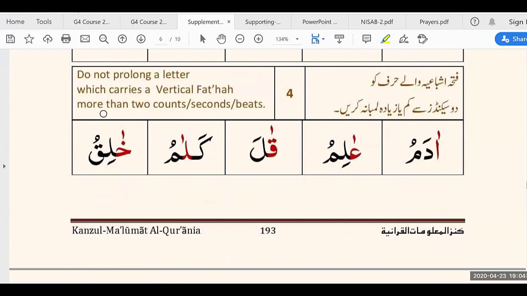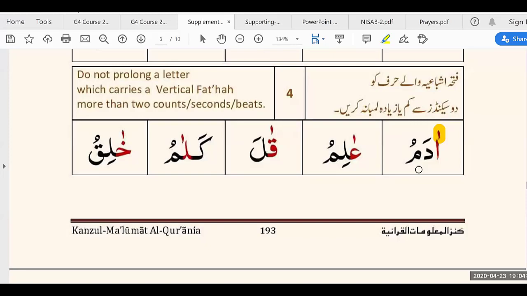Okay, so the fourth common error, do not prolong a letter which carries a vertical fatha more than 2 counts, seconds, or beats. So we have vertical fatha here. It is also known as fatha ishbaya, and it should be prolonged for 2 seconds, not shorter than 2 seconds and not longer than 2 seconds either. So Adamu, the second letter, dal, is carrying a fatha stroke, so it should be 1 second long. And mim is carrying a simple dhamma stroke, so it should also be 1 second long.